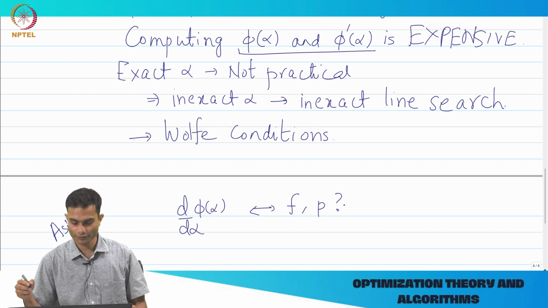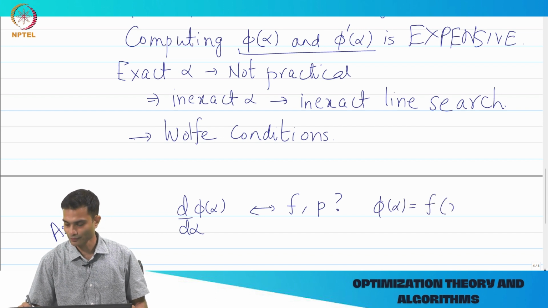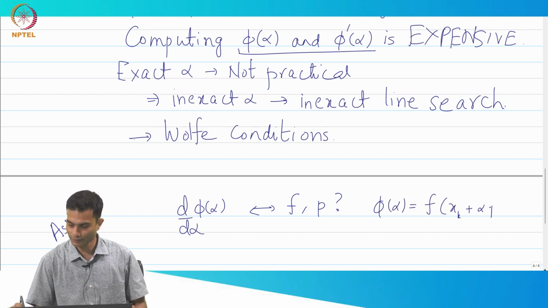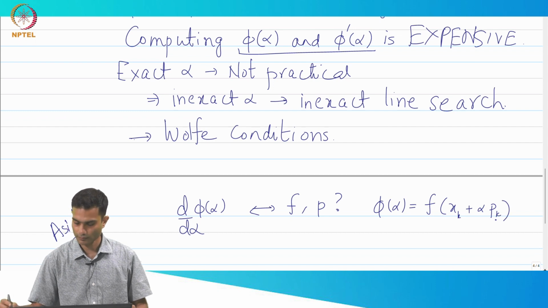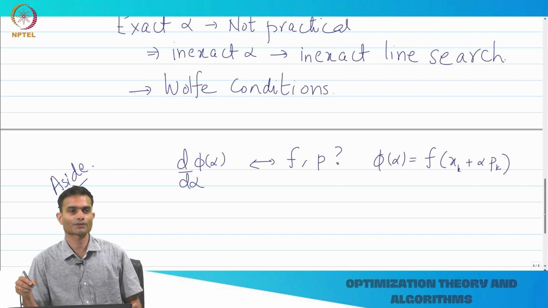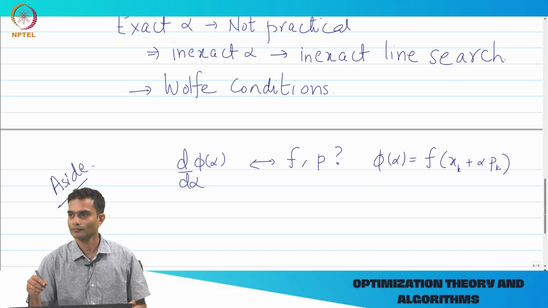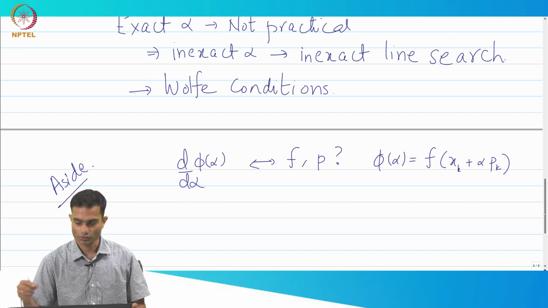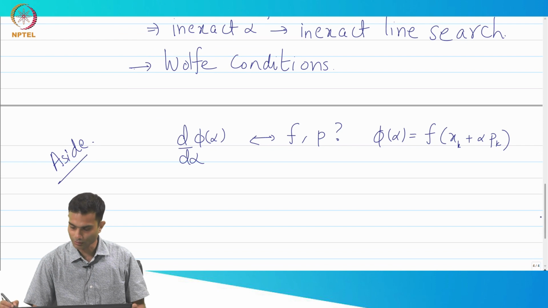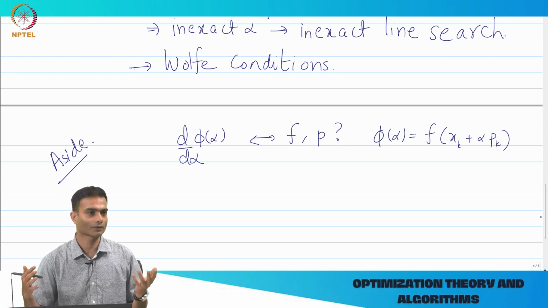Remember, the definition of phi: phi of alpha is nothing but f of xk plus alpha pk. So what do you think we can apply over here? Which of the theorems of calculus can be used over here? We'll have to use the chain rule, right? So we can put in the formula, or for one time we can derive it explicitly so that you get a good grasp of it.